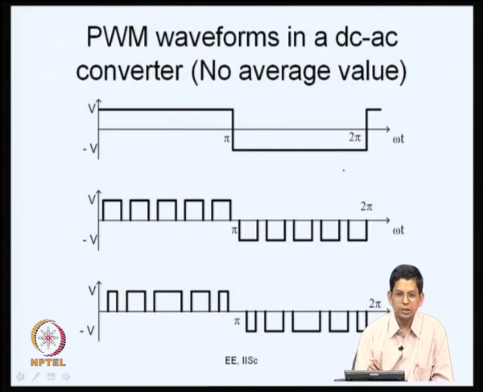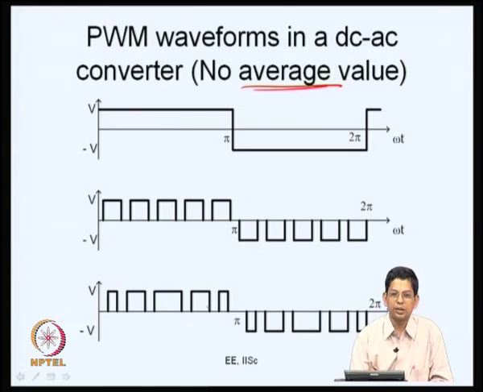So, these are examples where they have no average value. You integrate this whole waveform, you can consider the first waveform, integrate it with respect to d omega t, from 0 to 2 pi, and you find that the value is 0. You integrate this waveform, you will also find that it is 0. You can take the third example also, you do that integration, you will find that it is 0. That is because these are waveforms on the AC side of a DC to AC converter. Now, these are all essentially AC waveforms.